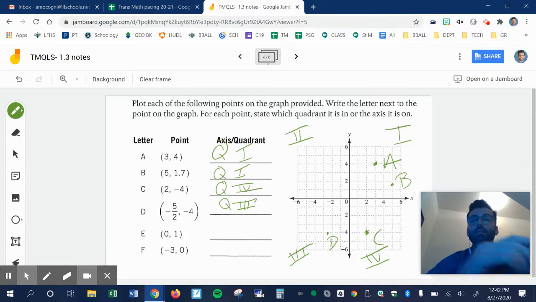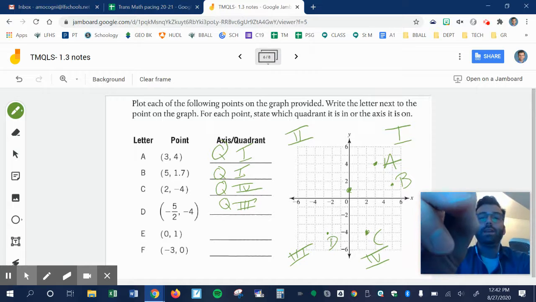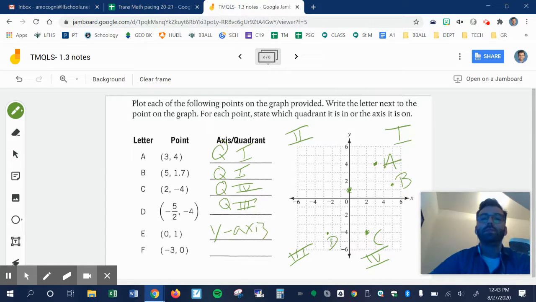0, 1. 0 for my x, so I don't move left or right at all, but I go up 1. So I'm here, and that's on the y-axis. Process of elimination would tell me that the next one is going to be on the x-axis. This was E, and this is F, and this is on the x-axis.